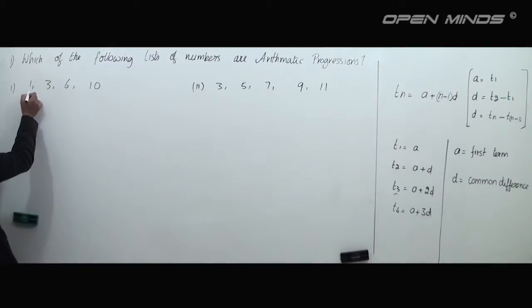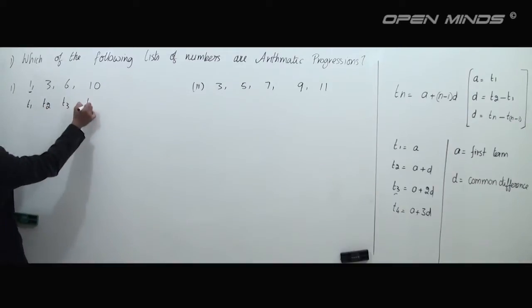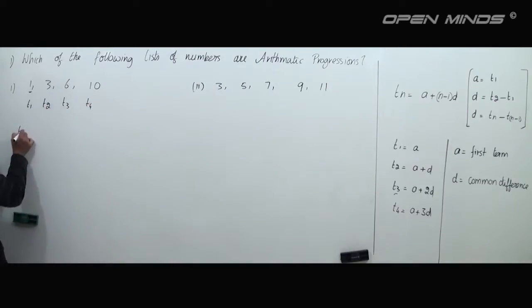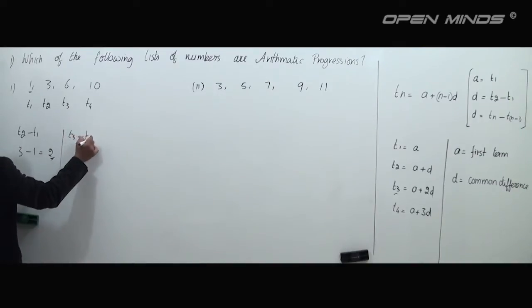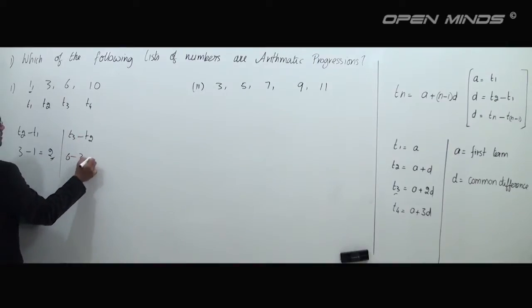Let's see. We'll take this guy as T1, this is T2, this is T3, and that's T4. I will find T2 minus T1. That's like 3 minus 1, which is like 2. Okay, that's the difference I have. Is it the same difference between these two terms? Let's say T3 minus T2. That goes like 6 minus 3. What I have is 3 here now.